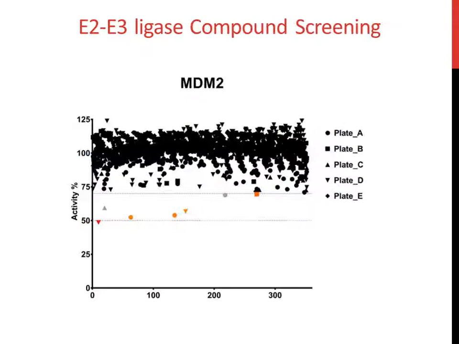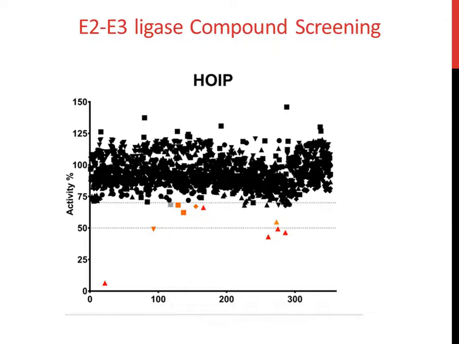And as you can see here, when we look at the inhibition by these compounds, for MDM2 there was only one compound that slightly inhibits it. For ITCH, we had 2 compounds that inhibited it, and for HOIP there were about a handful of compounds that inhibited it. The one that inhibited HOIP by far the most was a compound called bendamustine.